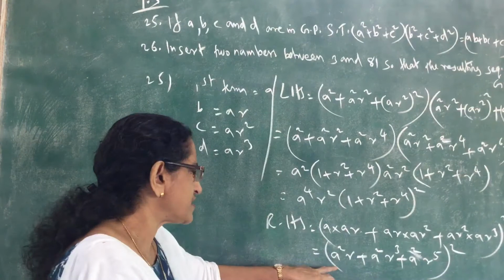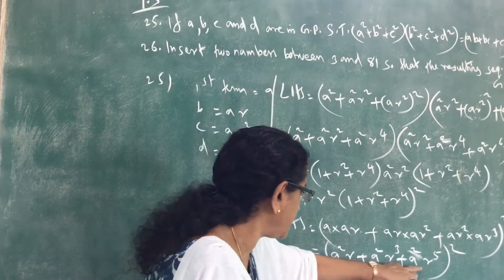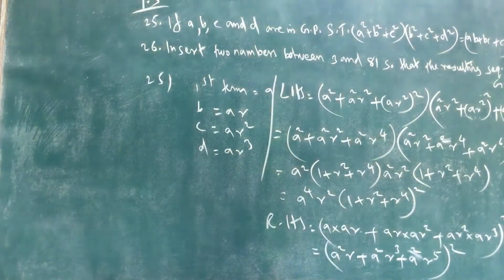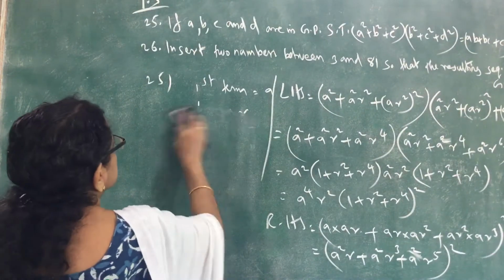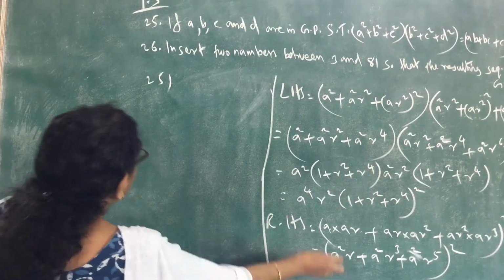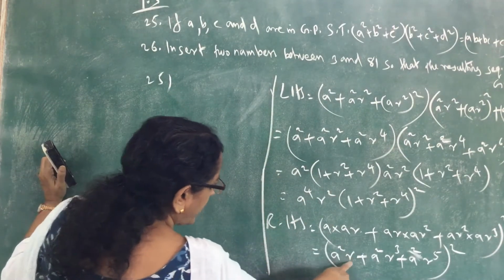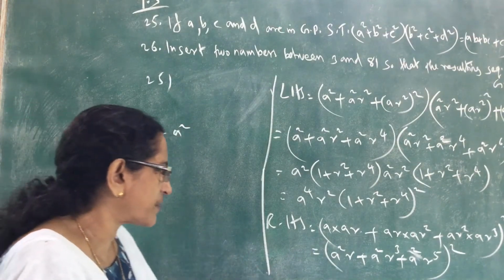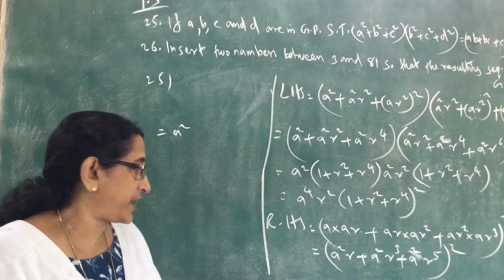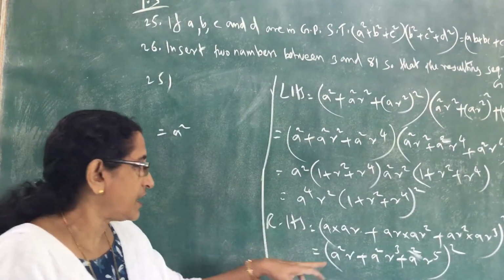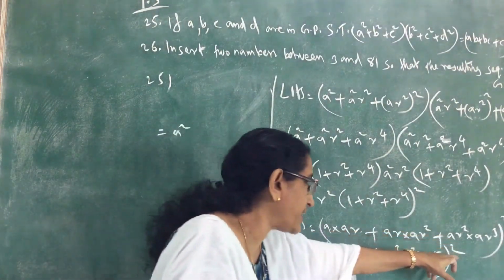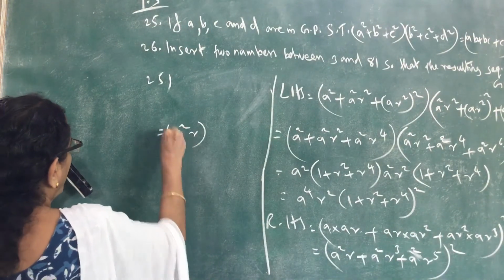Now what is common in this? A square r is the common factor. We can take that. So what do we get? Here a square r is common. When you take a common factor, because this is whole square, for that also you have to write whole square. So a square r, whole square, we have to write.